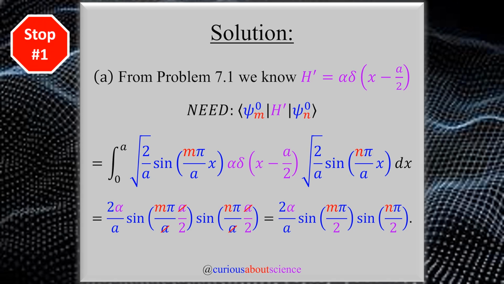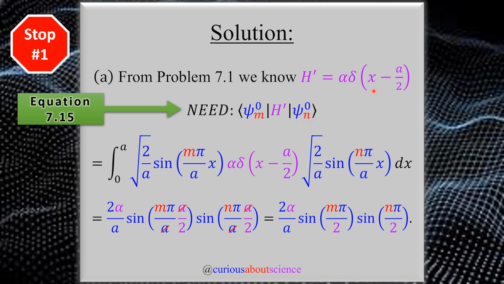Alright. On to stop number 1, which is part A. So let's recall then that from problem 7.1, we know that the perturbed Hamiltonian was alpha, the magnitude of the bump, with the delta function located right in the middle of the well. If you recall, the infinite square well ran from 0 to a, so a over 2 was right in the middle. And so what we need via equation 7.15 is the expectation value of two states, the psi-m state, which is with the 0 order, so the unperturbed, and psi-n.